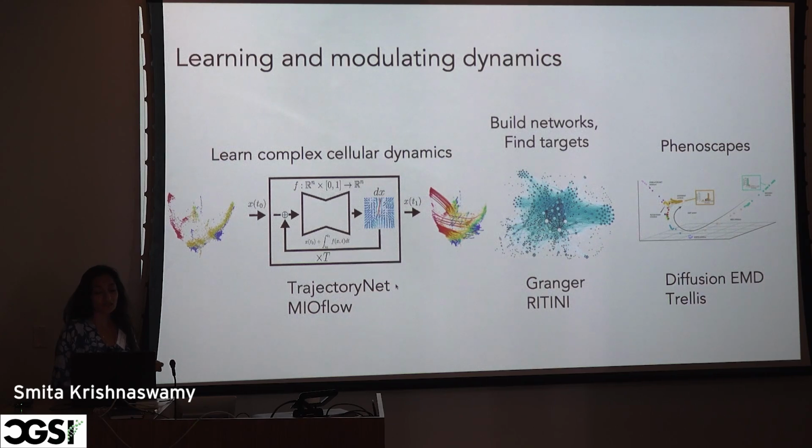We actually pioneered this kind of idea way back in 2020 when the first flow models came out, continuous normalizing flows, neural ODEs, and that was called Trajectory Net. But since then we've moved on to something called MIOflow.